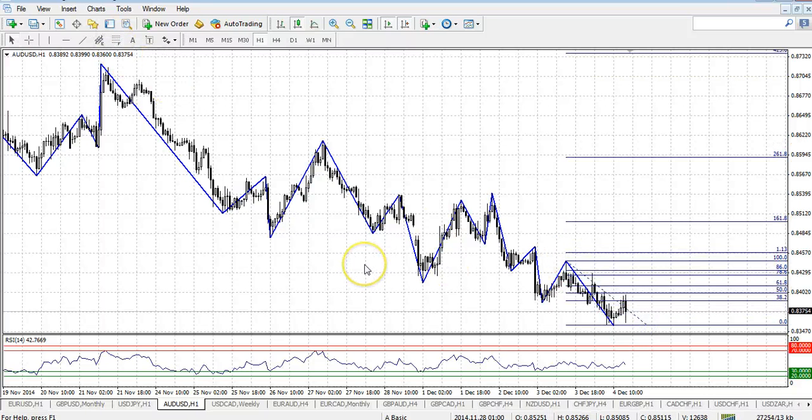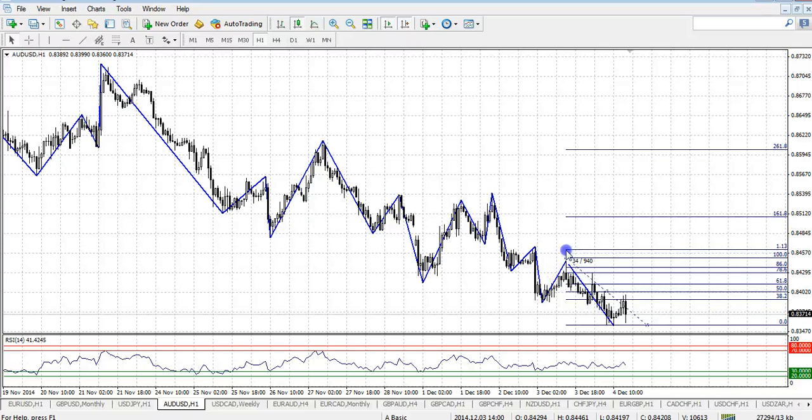Okay, and I can see here I've got some Fibonacci levels over here. Now I would actually not use this. It's too small. This little move is too small for me. So I would rather take it to a bigger move.